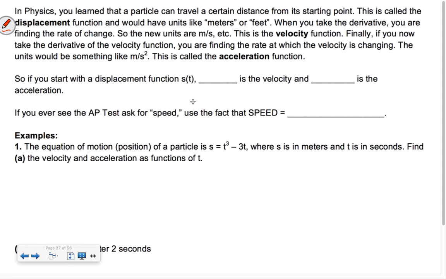Okay, so in physics, how many of you guys have taken physics before? Raise your hand. Does that include taking it right now? Maybe about half of you. Sure, it includes taking it right now.